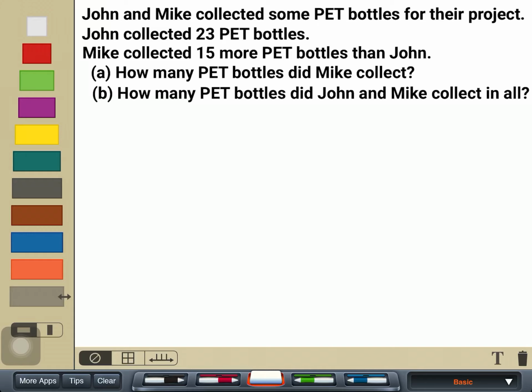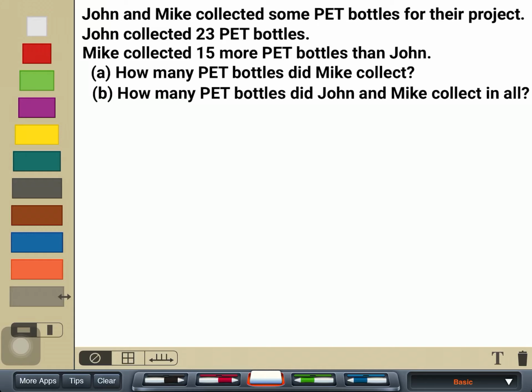John and Mike collected some PET bottles for their project. John collected 23 PET bottles. Mike collected 15 more PET bottles than John. Letter A. How many PET bottles did Mike collect? And letter B. How many PET bottles did John and Mike collect in all?